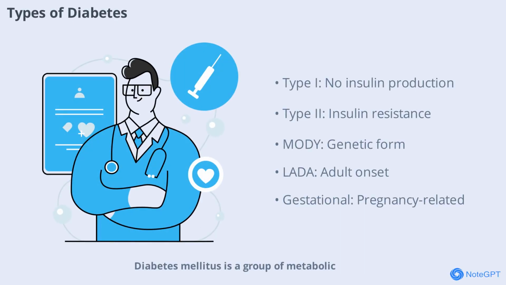Diabetes mellitus is a group of metabolic disorders characterized by high blood sugar levels. There are several types: type I diabetes, where the body fails to produce insulin; type II diabetes, marked by insulin resistance; maturity onset diabetes of the young, a rare genetic form; latent autoimmune diabetes in adults, which shares features of both type I and II; and gestational diabetes, which occurs during pregnancy. Understanding these types is crucial as insulin therapy plays a different role in each. Let's look at how insulin fits into the management of these conditions.